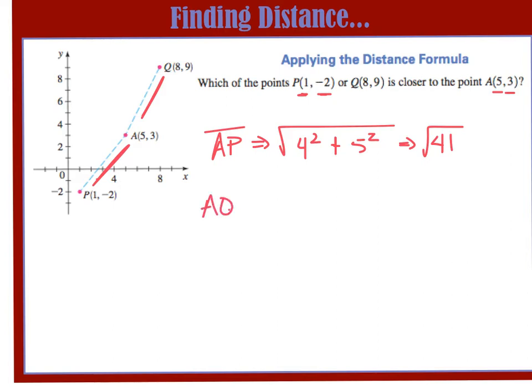Let's do the distance between A and Q now. So now I have AQ. So what's the difference of my x's between A and Q? So 8 and 5, what's the difference between them? 3. So now I have 3 squared. Plus, what's the difference of my y values? 9 and 3, I end up with 6. So I have 6 squared. So 3 squared is 9. 6 squared is 36, we add them together, we get 45. So now I have the square root of 45.